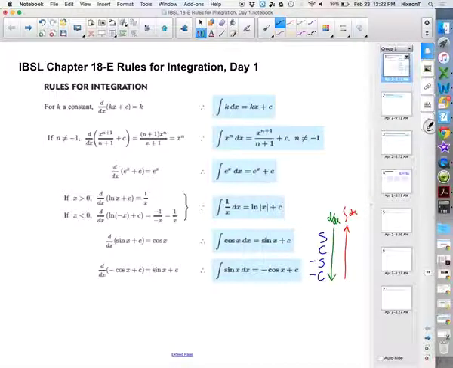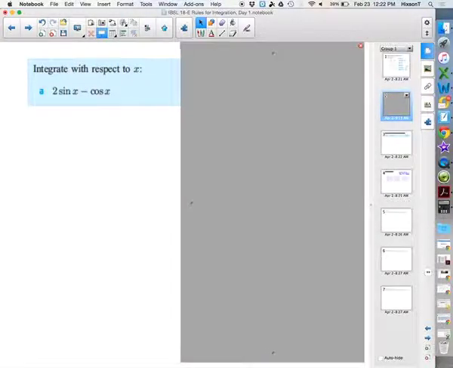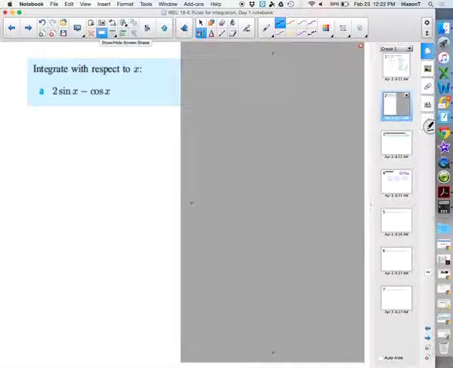Alright, so those are some basic rules. Let's practice using some, okay? See, don't these look a lot nicer than the ones you were doing for practice? Okay, so let's work our way through these. We're going to integrate with respect to x. So let's get our notation. The integral of 2 sine x minus cosine x dx.